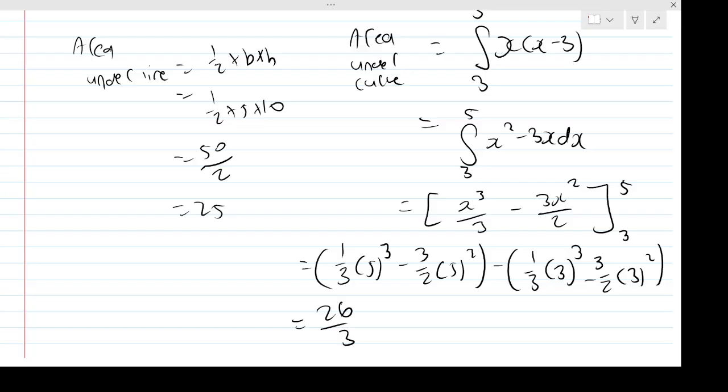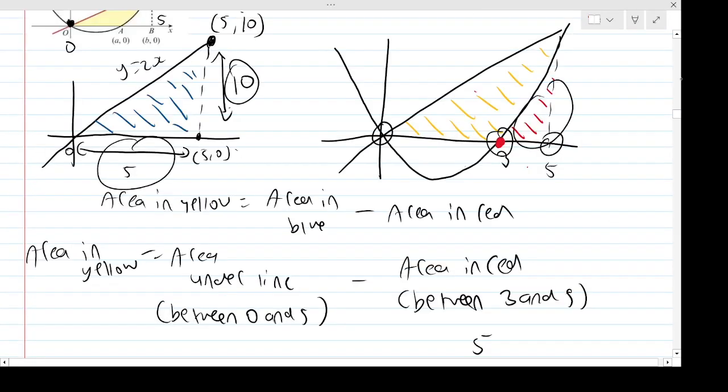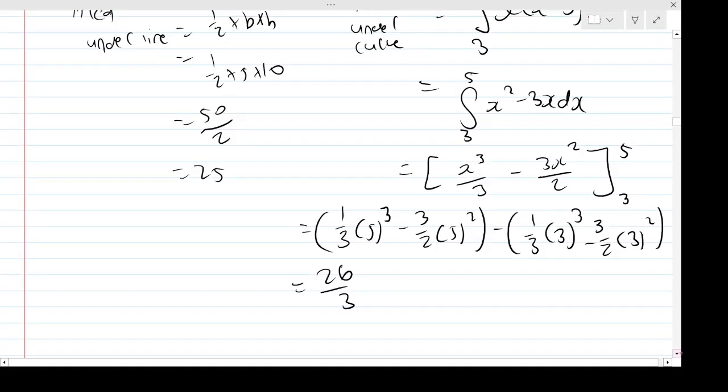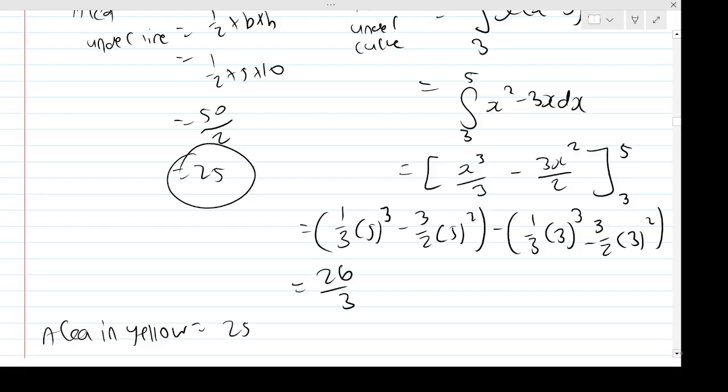So that's the area under the curve in red, hence the area in yellow, which is what we want. That's going to be the area under the line, which was 25, take away 26 over 3. And so if we work that out, we get 49 over 3. And that is my answer.